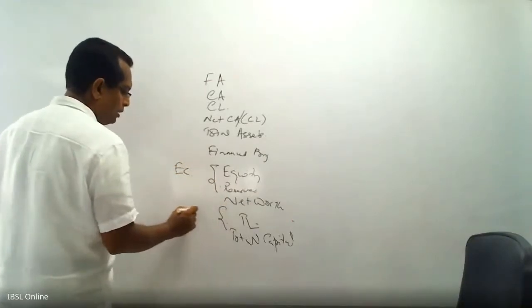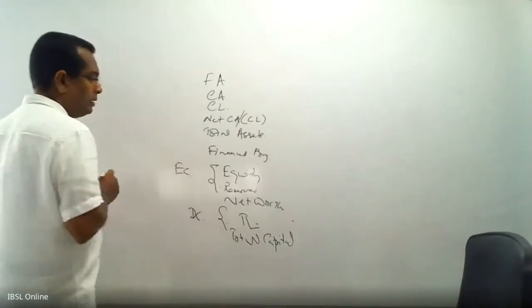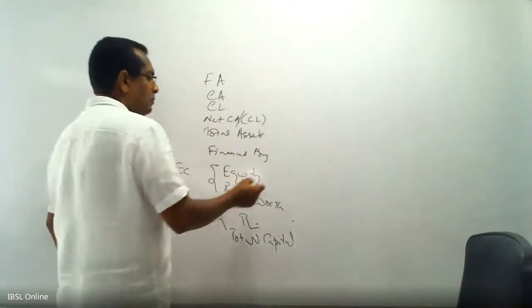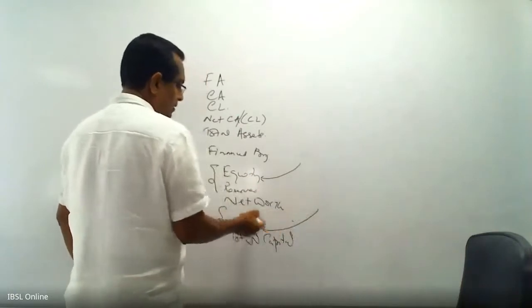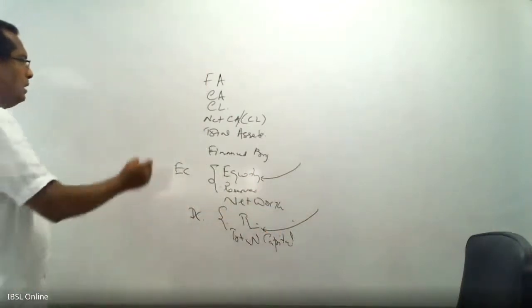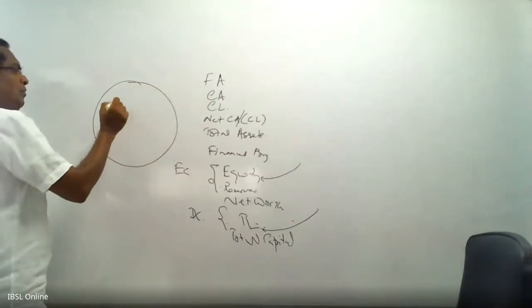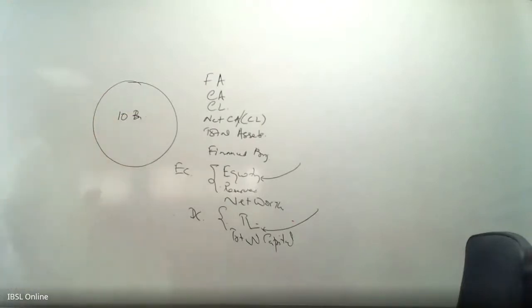This is called loan and debt capital. This is debt capital, right? The money from the sponsors is here. Money from the banks is here. So we want a heart center in Colombo, which will require 10 billion rupees, right?